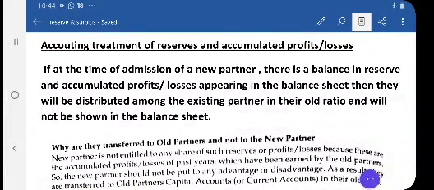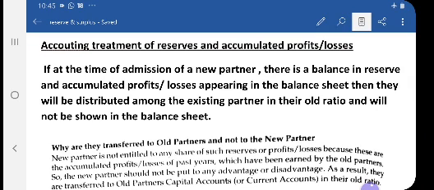Good morning, students. Let us discuss our third accounting treatment relating to reserves and accumulated profits and losses. In the previous video, we have already discussed the various methods to calculate the new profit sharing ratio and the treatment of goodwill. Now, the next topic relates to reserves and accumulated profits or losses that appear in the balance sheet.